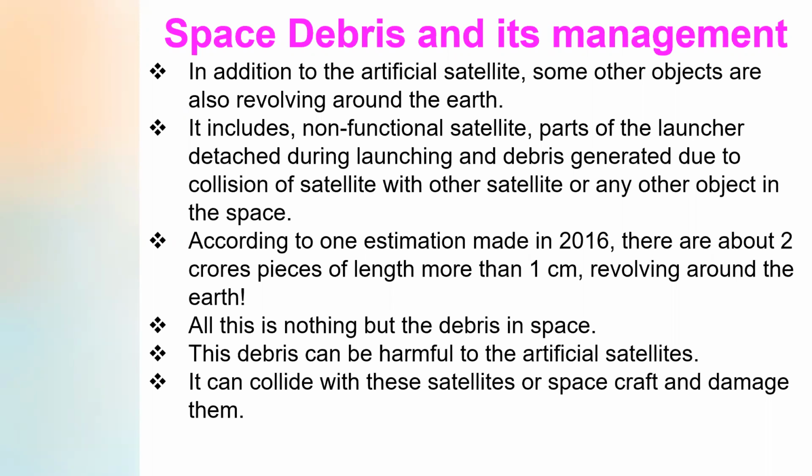Again, debris generated due to the collision of satellites. If one satellite collides with another, the debris generated by the collision is also there. Or if any other object, some asteroid or comet, collides with a satellite, all that debris, all that waste material, is lying in orbit and in space.